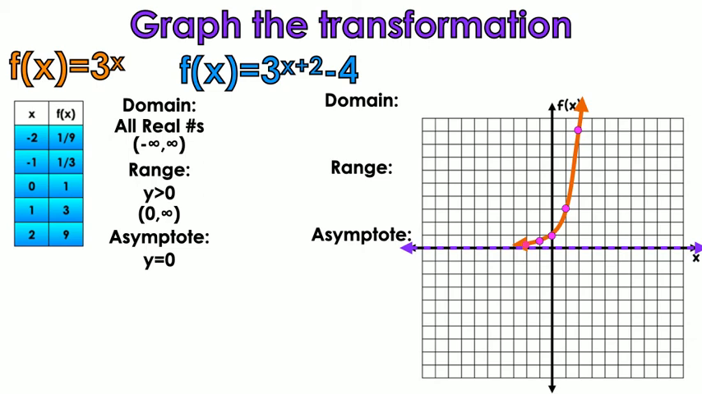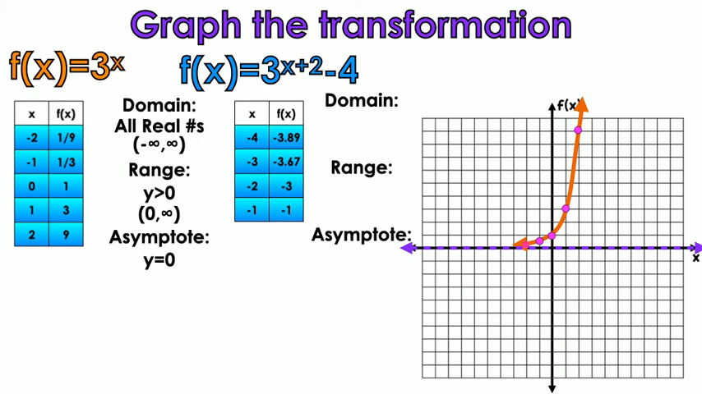You should know that the 2 is going to move everything to the left 2 spaces, and then the 4 is going to move everything down 4 spaces. So when we look at our table, that should reflect that we moved everything 2 spaces and then down 4 spaces. So we're going to look at those points. Each point is going to move. Look, the first point moves left 2, down 4. Left 2, down 4.